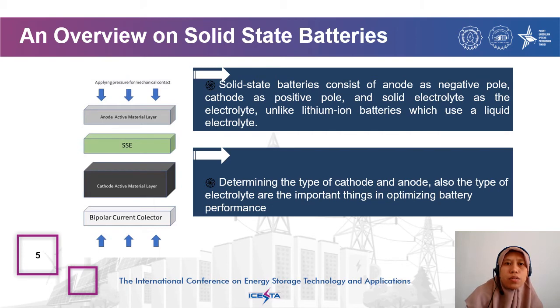An overview of solid-state batteries. Solid-state batteries consist of an anode as the negative pole, a cathode as the positive pole, and a solid electrolyte as the electrolyte, unlike lithium-ion batteries which use a liquid electrolyte. Determining the type of cathode and anode, and also the type of electrolyte, are important things in optimizing battery performance.